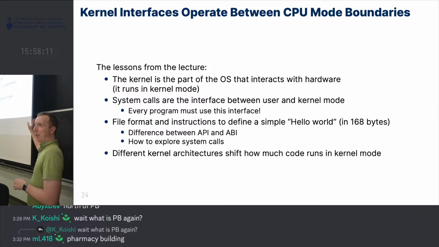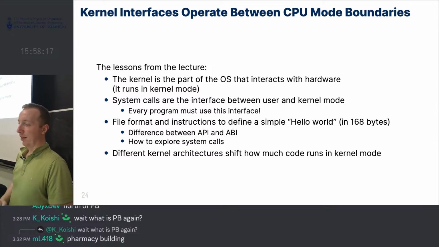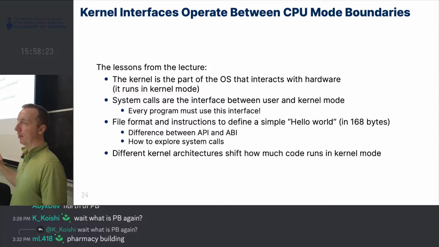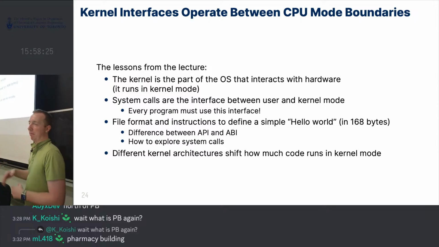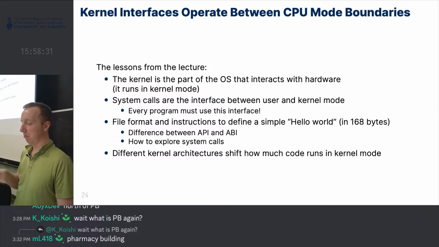We saw some more unimportant stuff like the file format and instructions to define hello world. That wasn't important. The difference between API and ABI, you might want to know. You don't have to know any specific ABI at all, just knowing that C uses a stack and the system call interface uses registers is good enough. And then we saw how to explore system calls with strace.